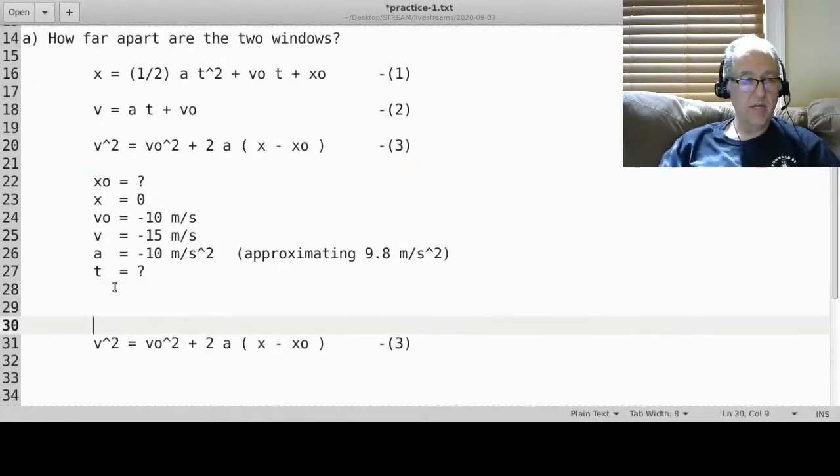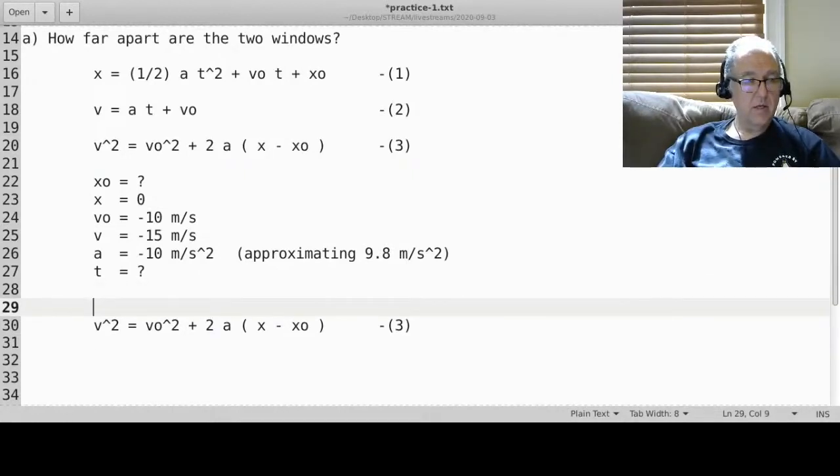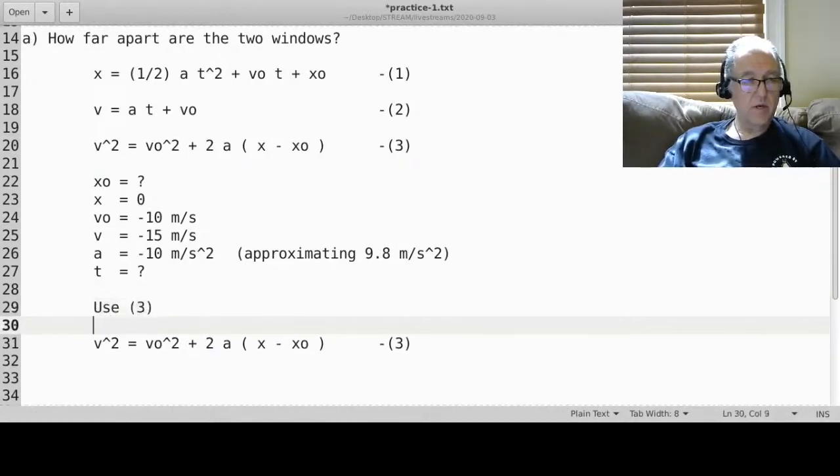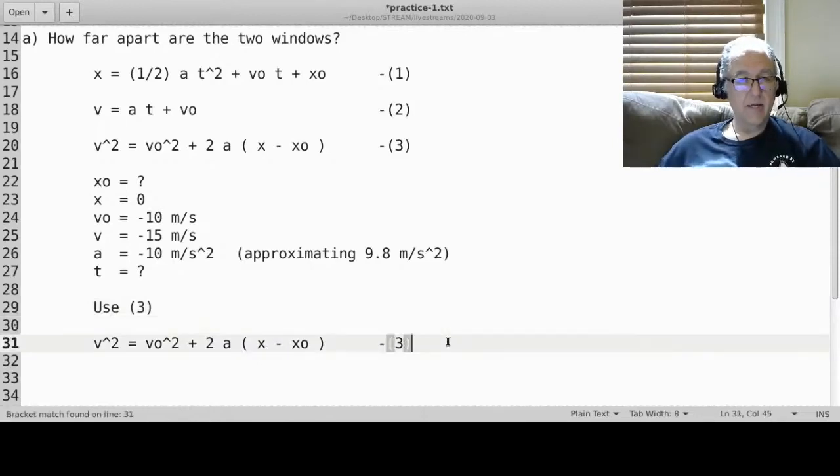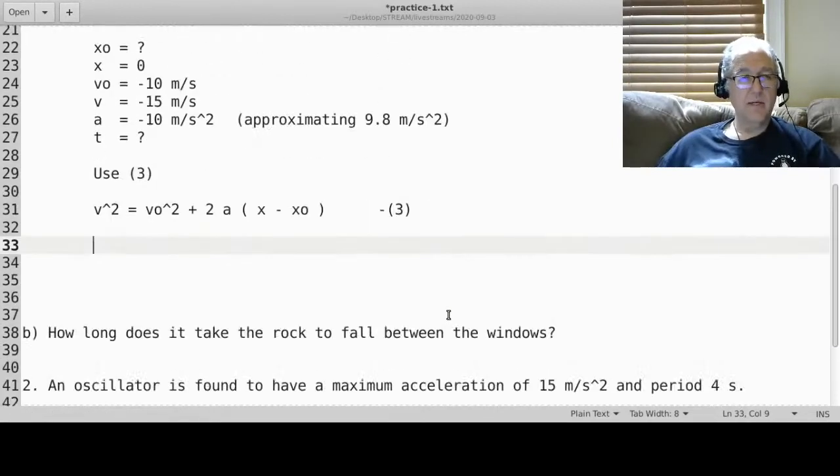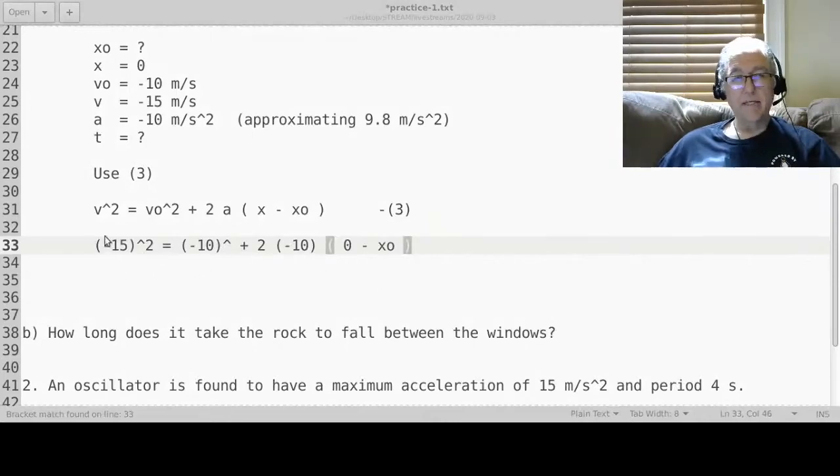So we'll say here, I'll just say in English, use equation number 3 like that. Okay, and then you just substitute in the numbers, and let me just do that very quickly by cutting and pasting like that. Okay, so what did I do there?